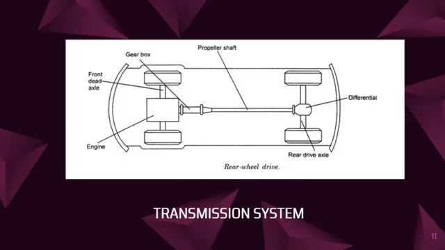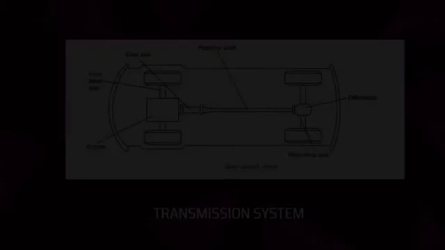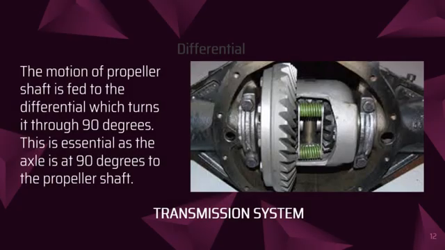This is a picture of the transmission system with the gearbox, the propeller shaft, the rear drive axle, and the differential. So the third part of the transmission system is the differential. The differential is the next component of the transmission system. The motion of the propeller shaft is fed to the differential, which turns it through 90 degrees. This is essential as the axle is 90 degrees to the propeller shaft. The function is performed with the help of a pinion and a gear.